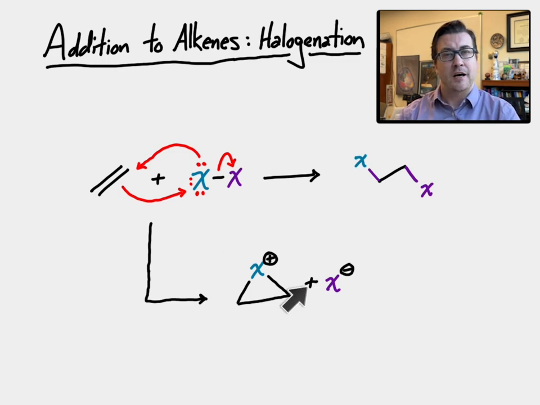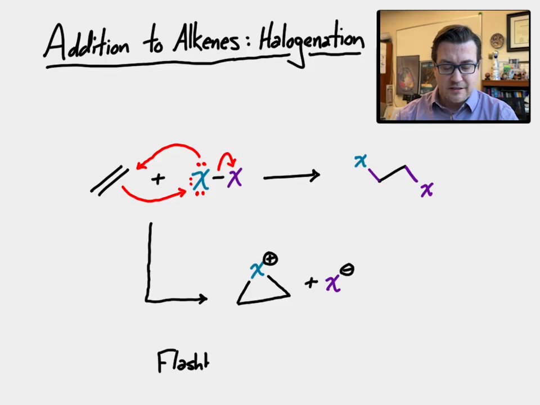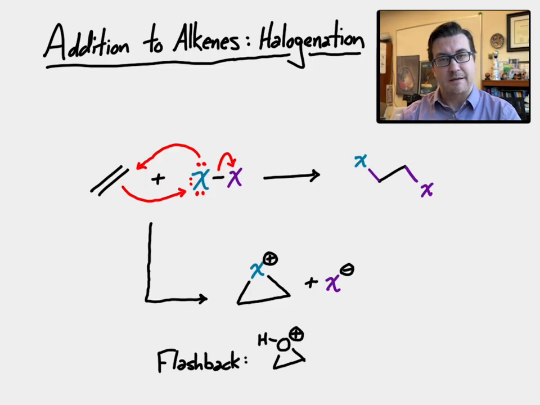This is called a halonium ion. It's often a bromonium in the case of bromine, or a chloronium, but really bromonium is the most common of these halonium ions. I want to draw your attention to the fact that it is very similar in terms of structure to this protonated epoxide. You have this three-membered ring with a positive charge, and the reactivity of these halonium ions is very similar to the reactivity of protonated epoxides.